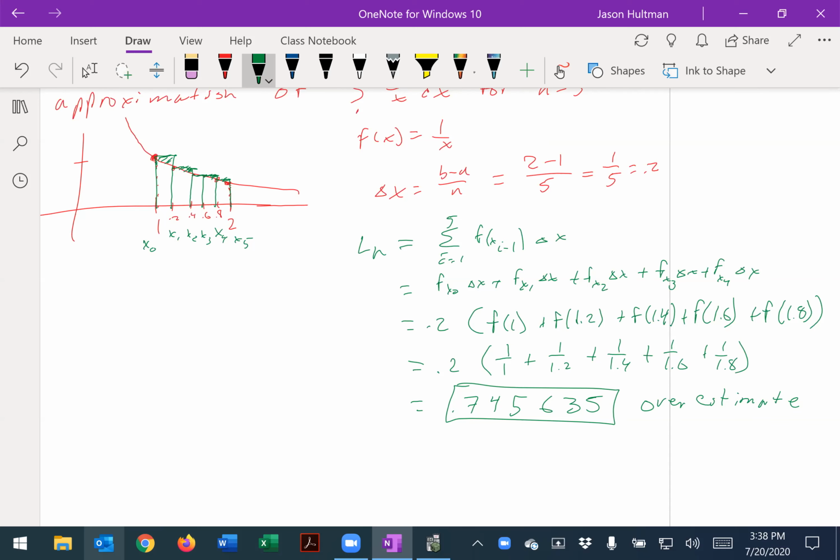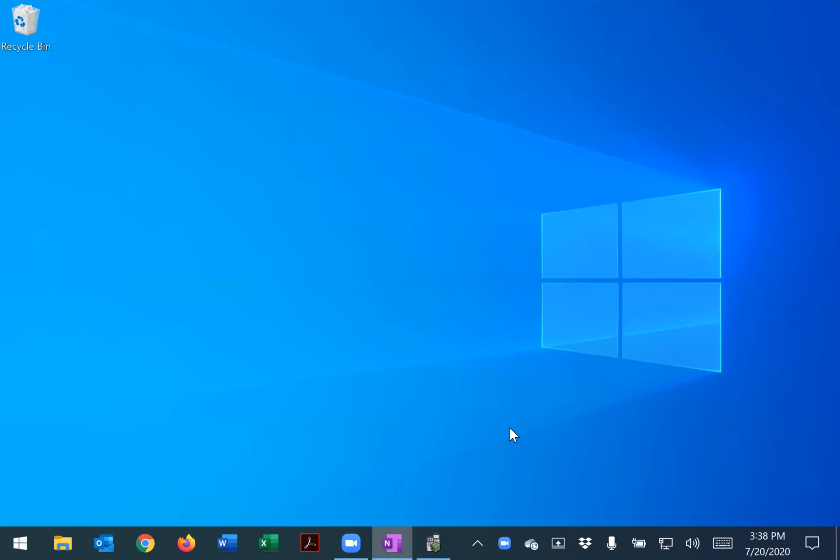Did my screen freeze? Hopefully it didn't freeze. Let's see if we can bring it back to life. Oh, for whatever reason it closed out.